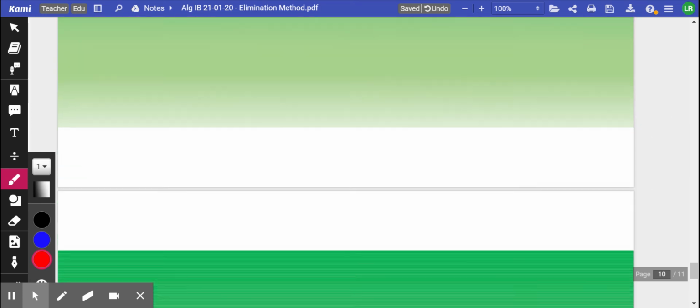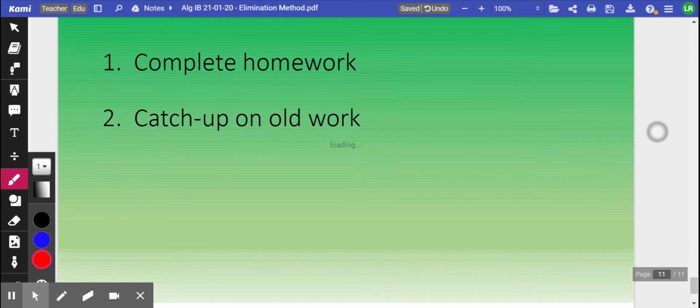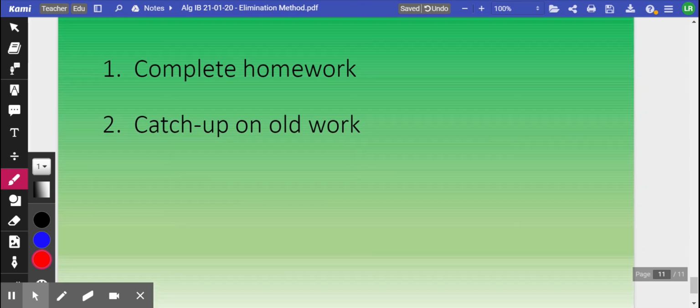Okay. What you are going to do now is you're going to start on the homework. There's 8 problems. The answers are on there. So let's go ahead and start on the homework. When you are done with that, make sure you are getting caught up on old work. We've got to make sure we're staying up to pace. Otherwise, things are just going to keep piling up.